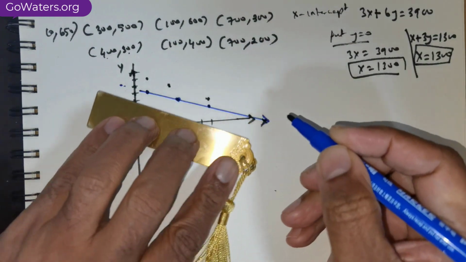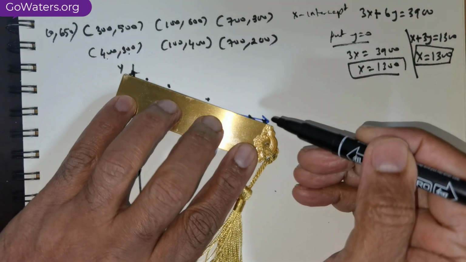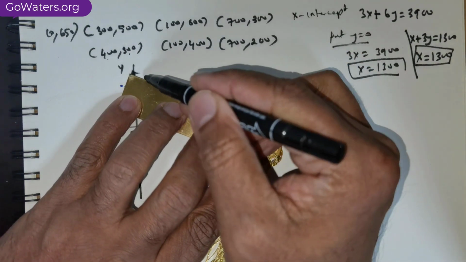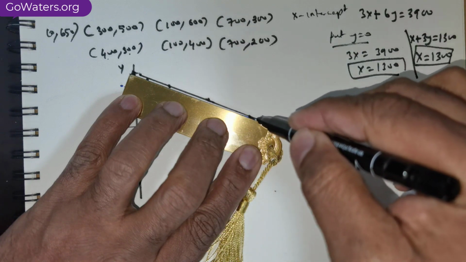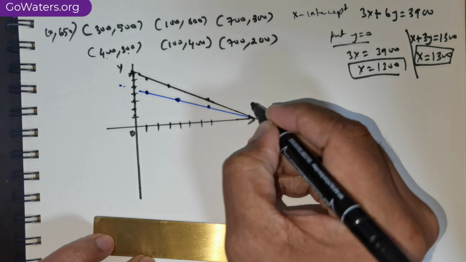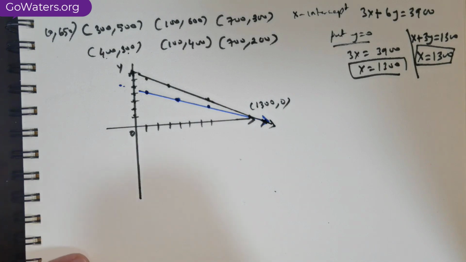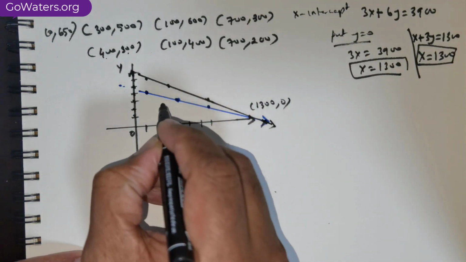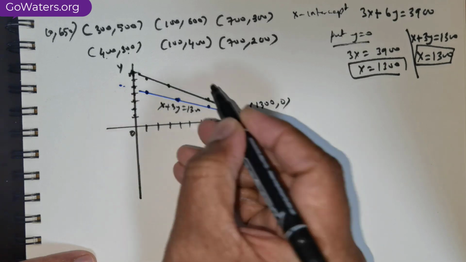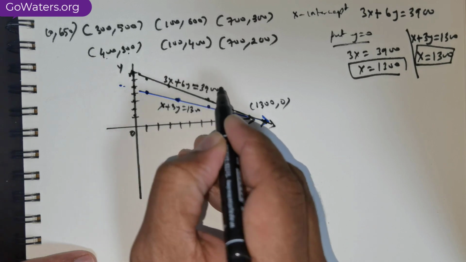So there is a hit there, and this hit should be the same for both these graphs. Make sure that they are hitting at the same point, and you can name this point as (1300, 0). That's the intersection point. So this graph is going to be x + 3y = 1300. This graph is going to be 3x + 6y = 3900.